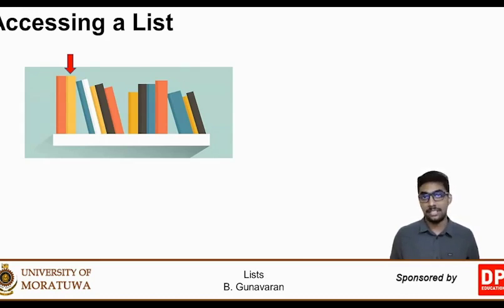When the librarian asks, which book do you need, what would you say? You can say, I need the second book on this shelf. But the librarian wouldn't know whether you are referring to the second book from the left or the second book from the right. Therefore, you have to say, I need the second book from left on this shelf. Accessing the values in a list works in a similar manner.